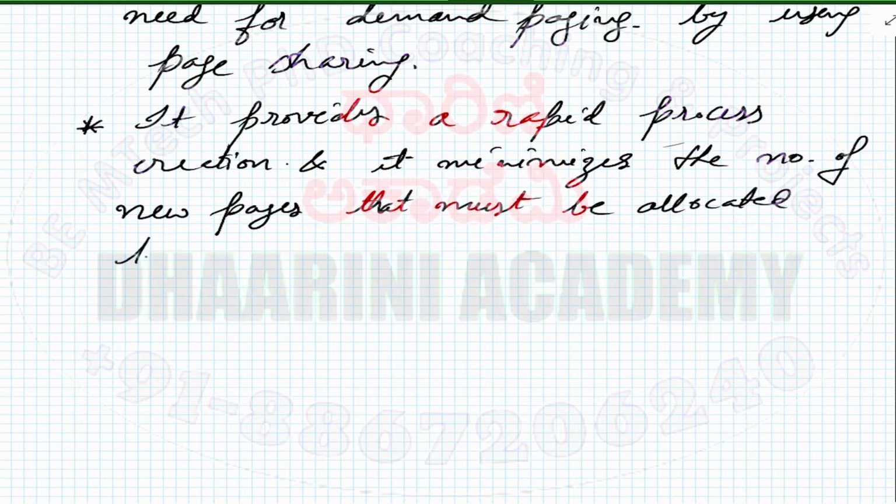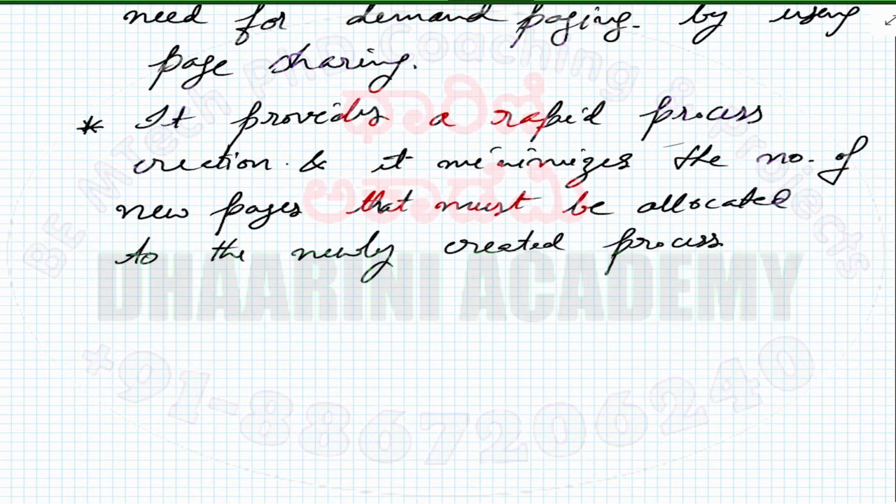To the newly created process. All right, so this can be minimized. We'll see how this is going to work now. But before that, let's look at the fork system call.